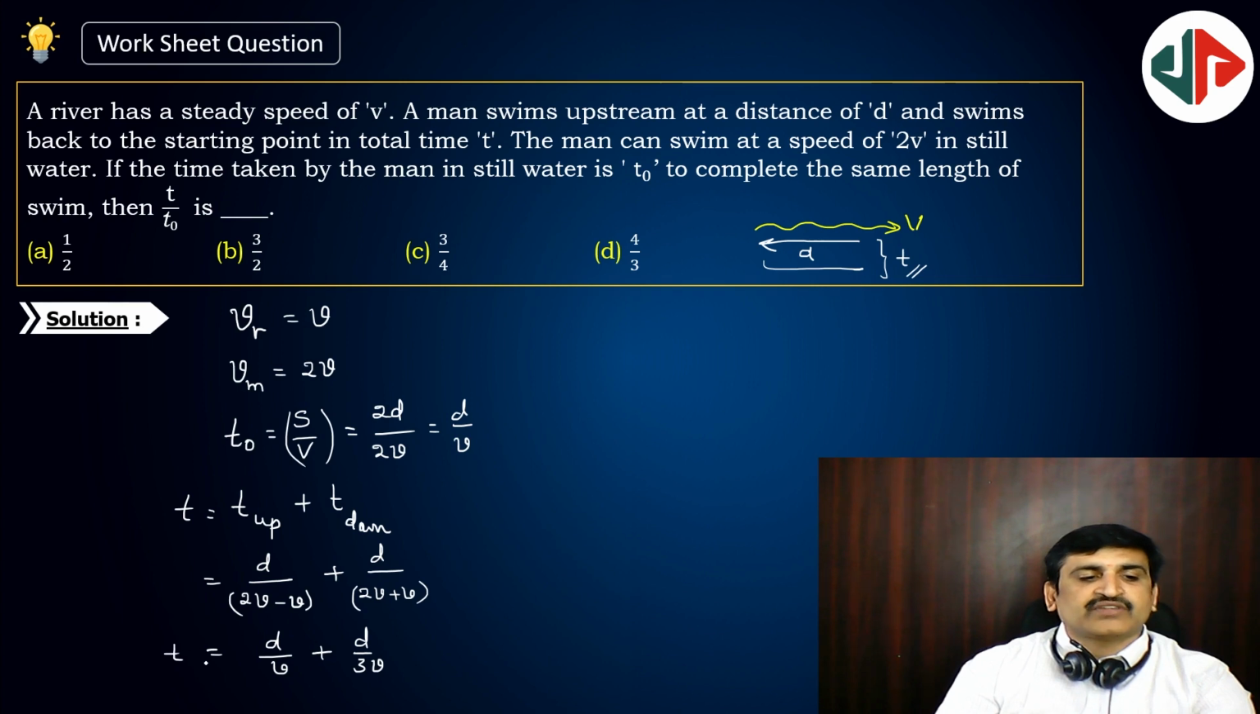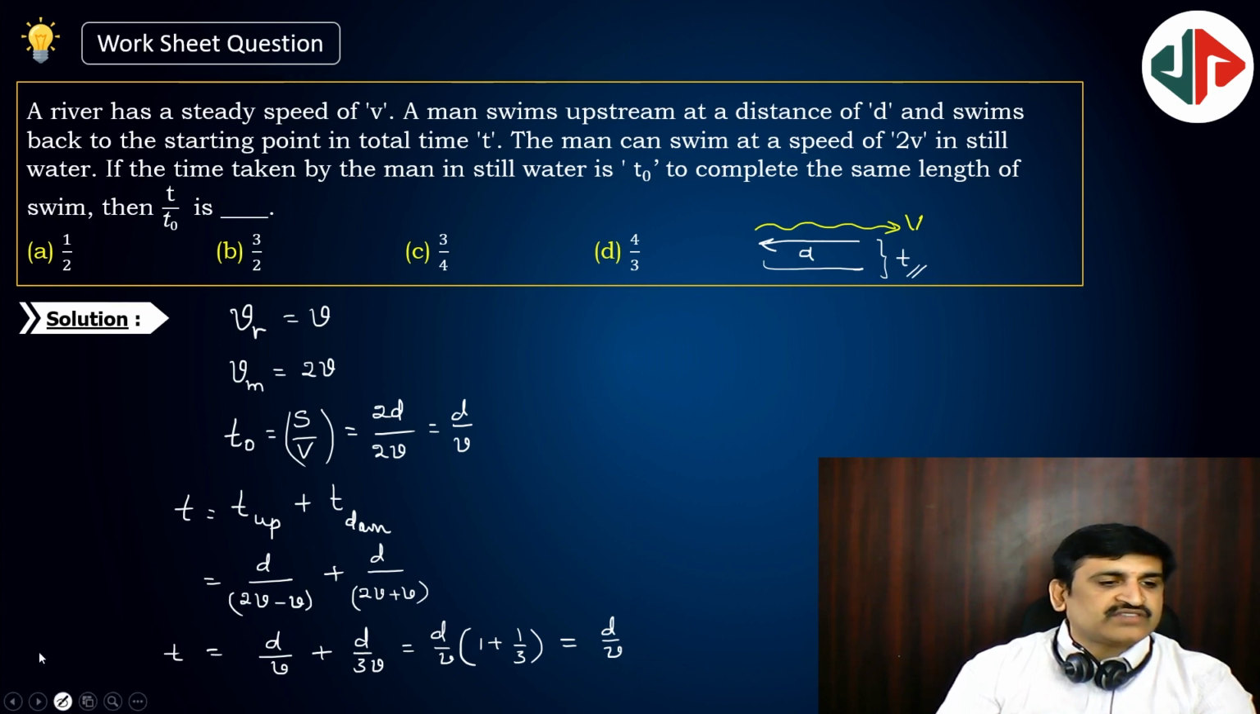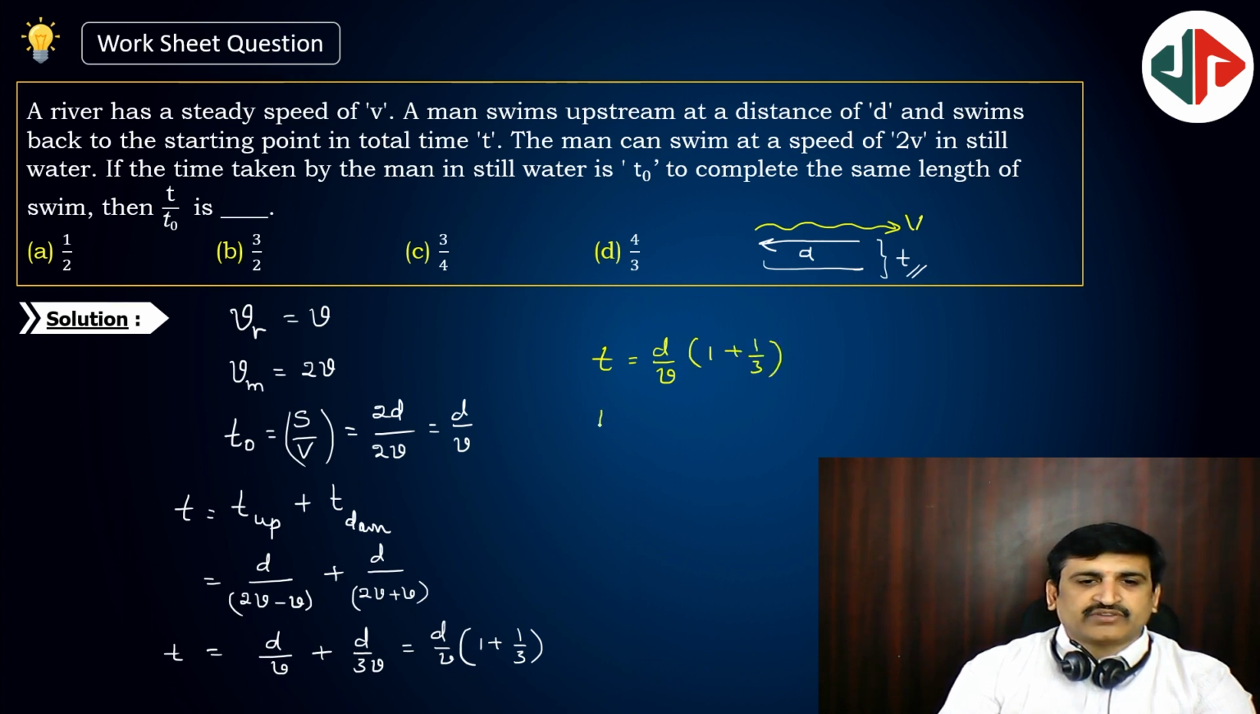This is t. One more step I can take: d by v can be taken common, so it is 1 plus 1 by 3. D by v we have as t naught, I'll replace it with t naught so that it will be good. I'll write it on top, with another color. I choose this. T is equal to d by v of 1 plus 1 by 3. So t is equal to t naught of 3 plus 1, 4 by 3.